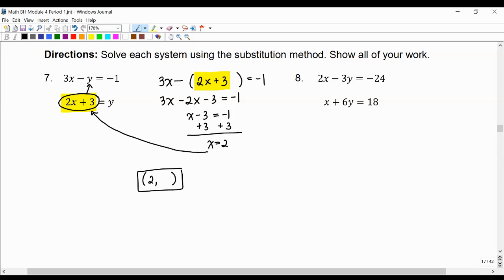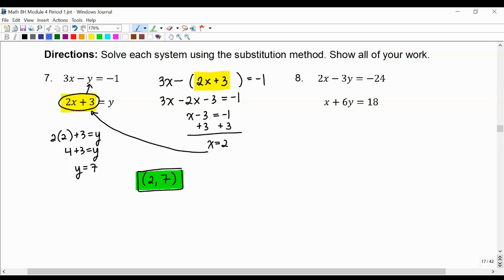And we can plug this into any of them, but it's easiest, best, preferred that we plug it into the one that has the variable that we want isolated. And that's the equation that we used to get this substitution step complete. So we have 2 times 2 plus 3 equals y. 4 plus 3 equals y, and y is 7. (2, 7) is where these two lines cross.